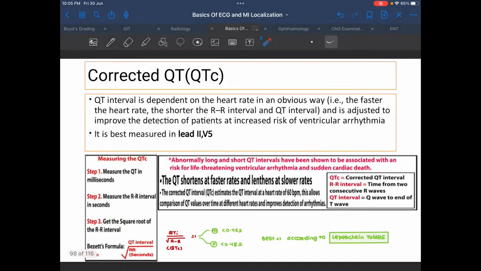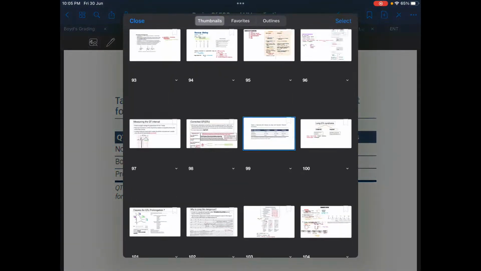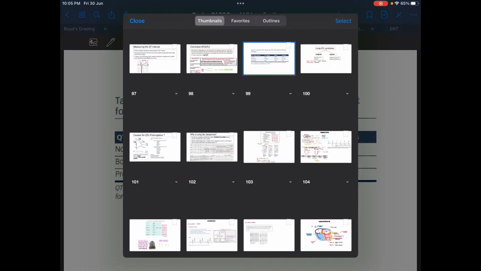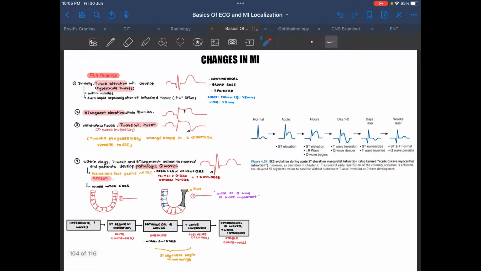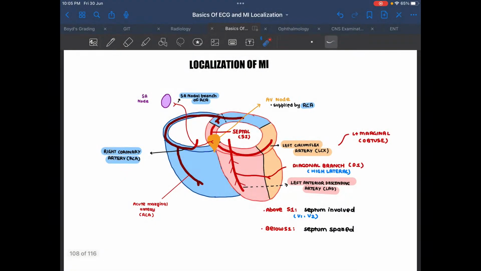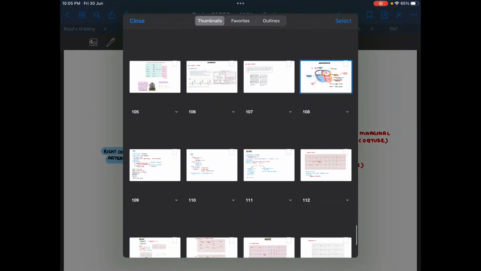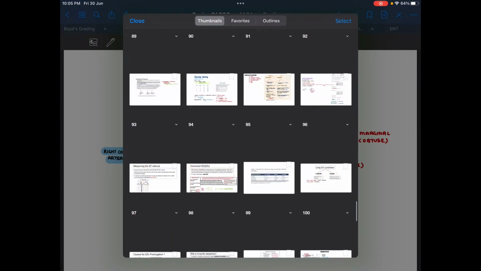We're going to discuss something about the QT interval and how we calculate the QT interval and how we compare it, what is the normal range in males and females, and we're going to discuss something about the Bazett formula as well. And then obviously we're going to move on to the main thing, that is the changes in an MI. So what are the different changes that happen over the course of an MI and how do we diagnose it and how do we localize it? How can we localize an MI on the basis of the different changes that we see on the precordial chest leads or on the limb leads? So we're going to discuss all of that in the future lecture, guys.